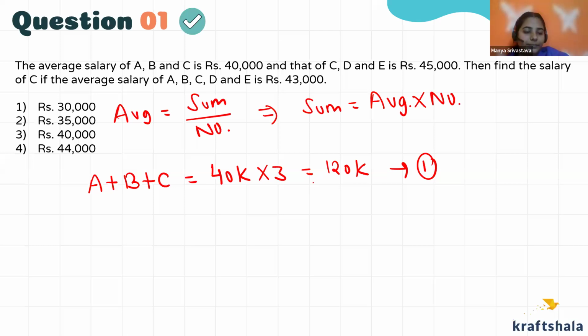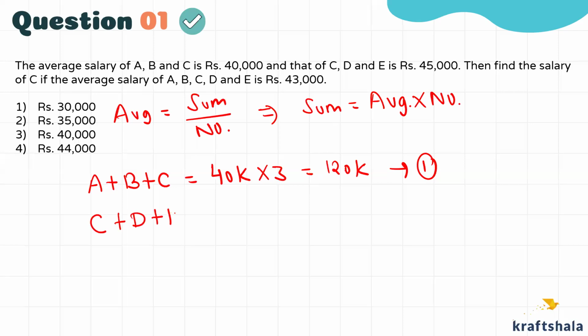Right. Now, similarly, I can frame two more equations with the data given to me. Now, second is average of CDE is 45,000. Same way, C plus D plus E. That is 45,000 into 3, again the number of people are 3 only. 45 into 3 is 135, so that is 135,000. Clear?